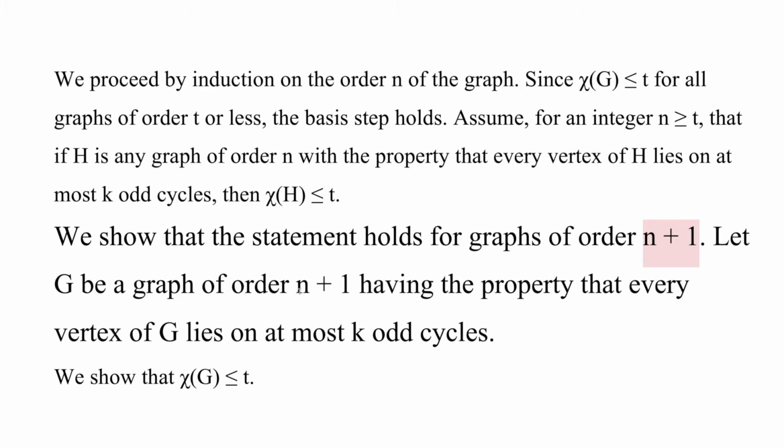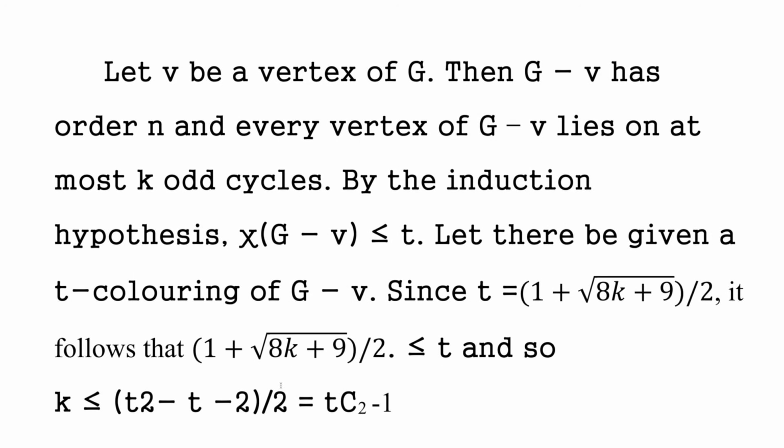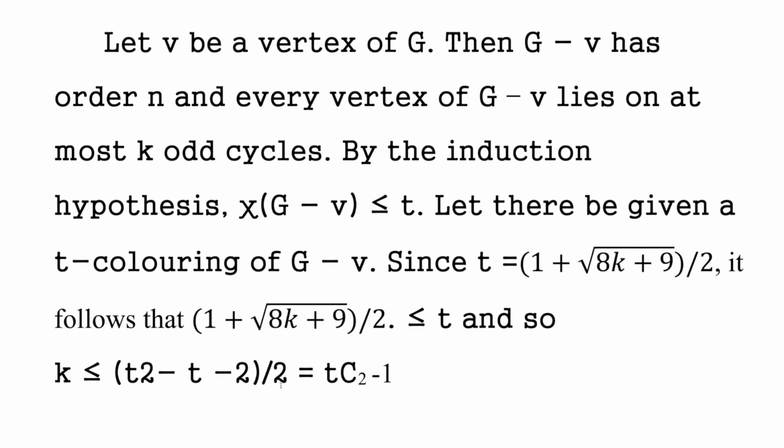Let G be a graph of order n plus 1 having the property that every vertex of G lies on at most k odd cycles. We show that chi of G is less than or equal to T. Let V be a vertex of G. Then G minus V has order n and every vertex of G minus V lies on at most k odd cycles. By the induction hypothesis, chi of G minus V is less than or equal to T. Let there be given a T coloring of G minus V.